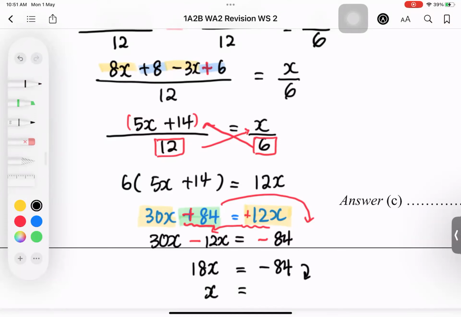How do I get x? Divide by 18. Thank you very much. That one is Jared, right? Negative 84 divided by... Alvina asked the question. Yes, Alvina, what's the question?